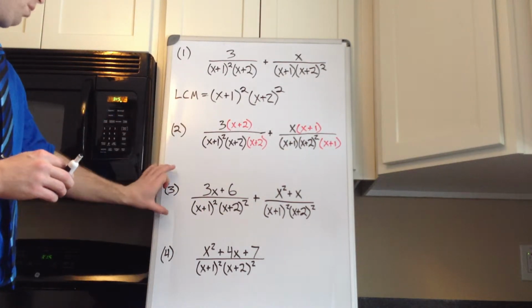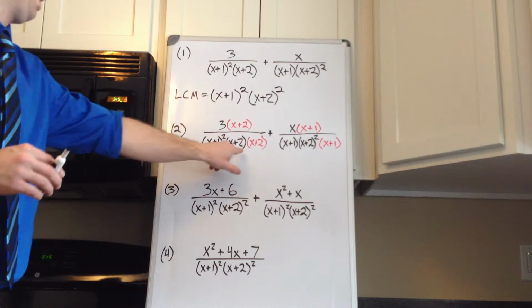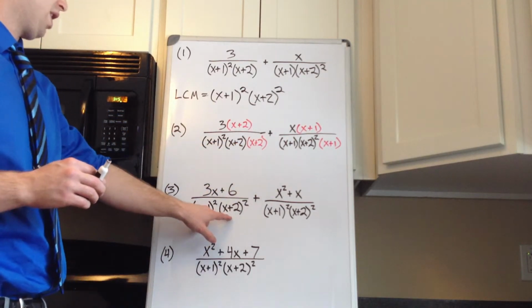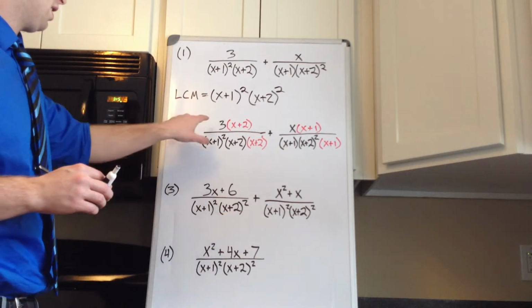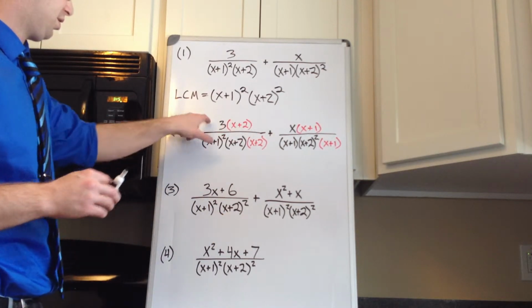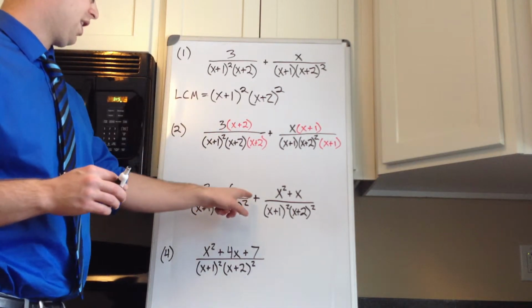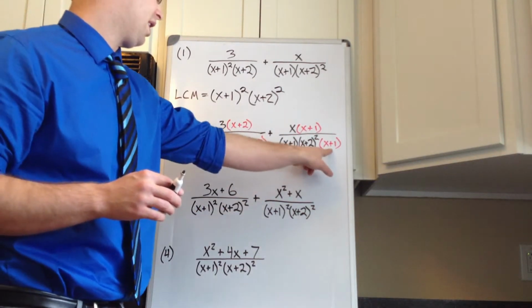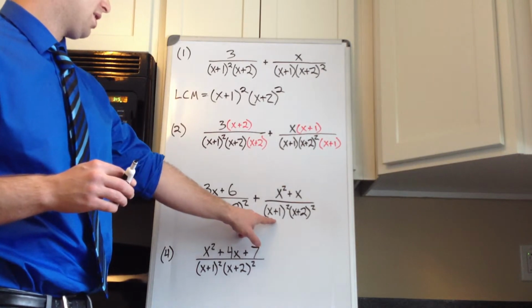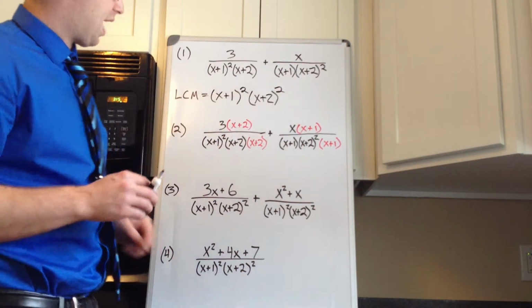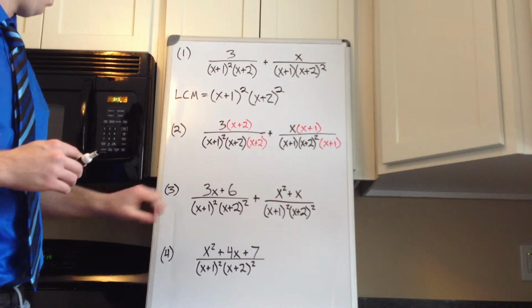From step 2 to 3, what I did is just consolidate this. So instead of writing (x plus 2) times (x plus 2), I wrote (x plus 2) squared, which is the same thing. And then instead of 3 times (x plus 2), I just distributed the 3. So it's 3x plus 6 right there. Over here, same thing. I consolidated these x plus 1s and wrote this (x plus 1) squared, which is the same thing, and distributed this x. So x squared plus x.